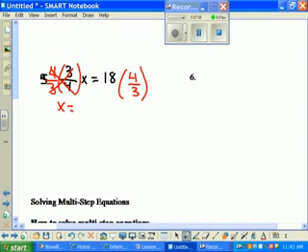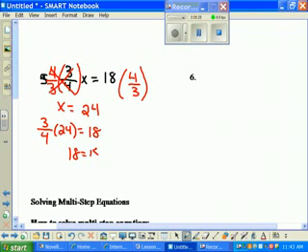Put it in parentheses. 18 times, and in parentheses 4 divided by 3. 24. But I still got that. I didn't do it that way. Did you do 18 times 4? Yes, sometimes it'll work, it won't always work. That's when it worked good. Okay, so what do I have to do now? Check. 3/4 times 24 equals 18. Okay?